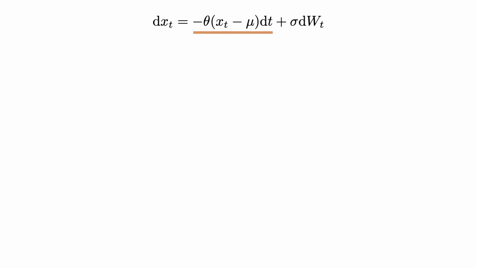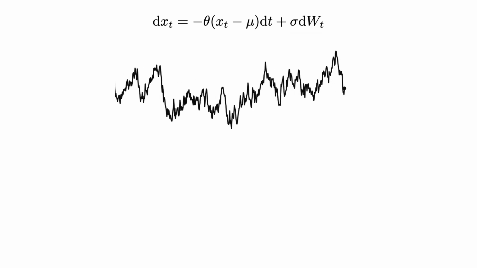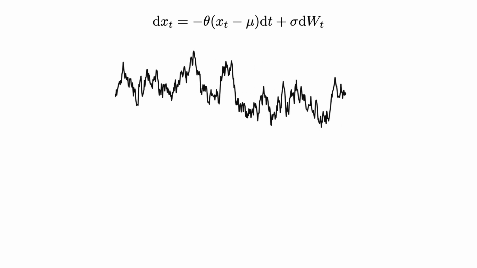The first term on the right-hand side tends to bring x back to its average value mu, while the second term provides stochastic driving. The joint action of these two terms results in a stationary process that has a finite variance.